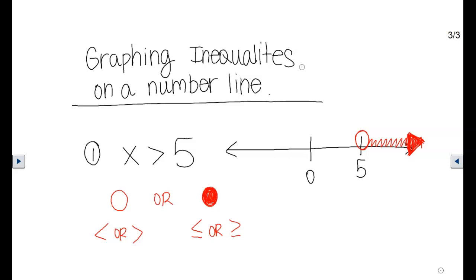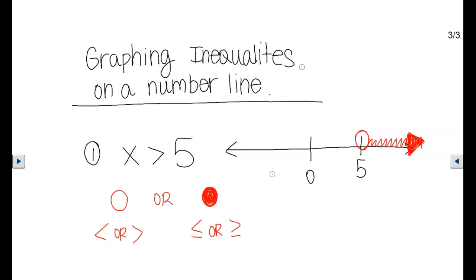If I pick 6, 6 is greater than 5. If I pick 127, 127 is greater than 5. If I pick 5.5, 5.5 is greater than 5. So any number in this shaded area is an x value for this inequality. If I choose something from this non-shaded part, these are the numbers that do not fit this inequality. So 0, for example, 0 is not greater than 5.